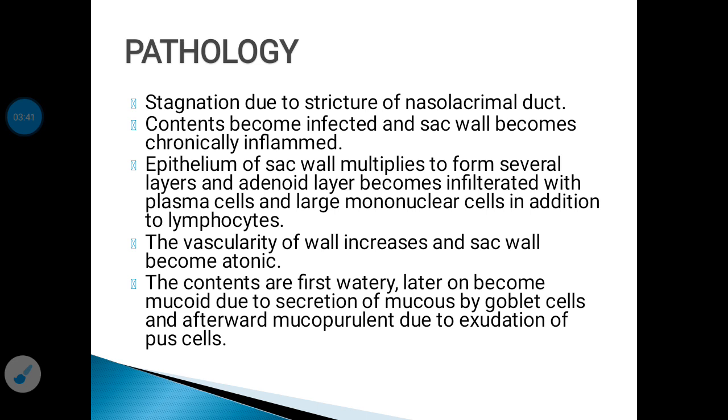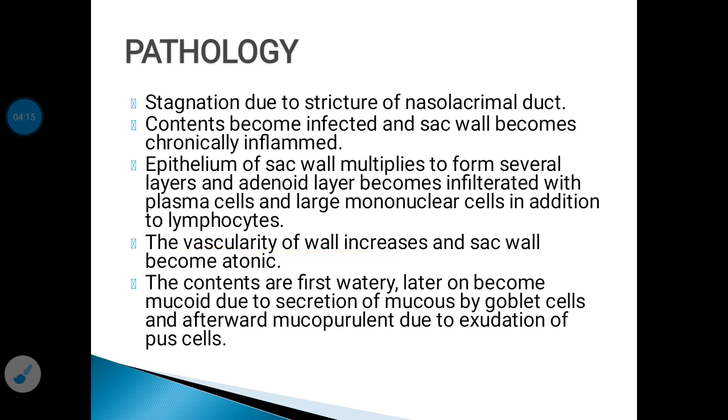Now let's see what pathological changes develop in chronic dacryocystitis. Initially there will be stagnation due to stricture of the nasolacrimal duct. The contents become infected and the sac wall becomes chronically inflamed. The epithelium of the sac wall multiplies to form several layers, and the adenoid layer becomes infiltrated with plasma cells, large mononuclear cells in addition to lymphocytes.